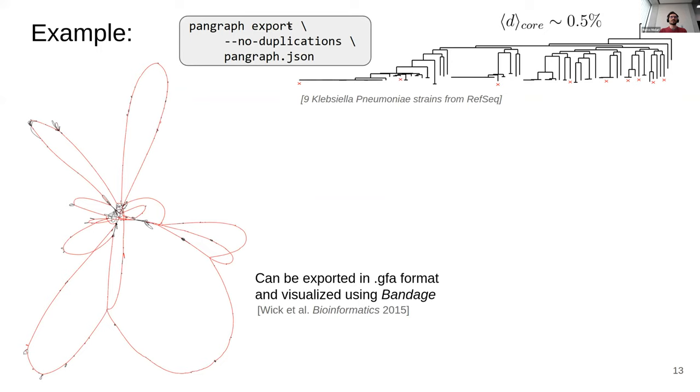Using PanGraph, I can export my pan-genome graph into a .gfa format that can be opened and explored with Bandage. And this is a graphical representation of the graph. Here the color indicates whether a block is common to every one of these strains, in which case it's colored in red, or belongs to only some of these strains or paths, in which case it's a darker shade of red or black. So you see there are stretches of synthetic regions, and then regions in which you have some diversity between the paths.